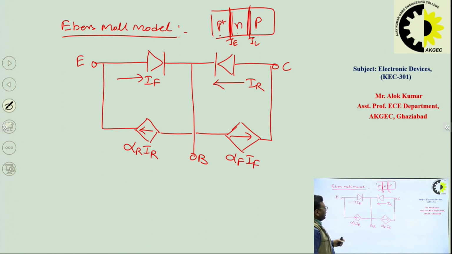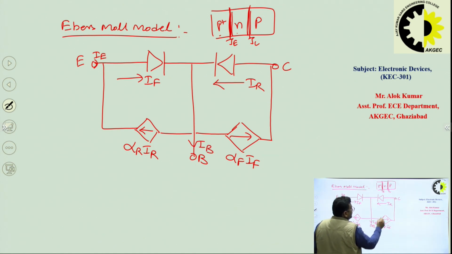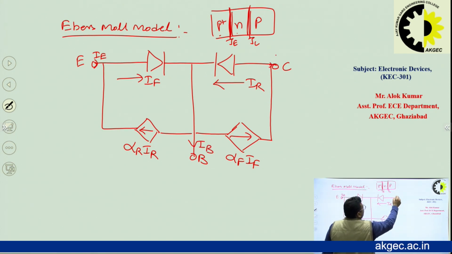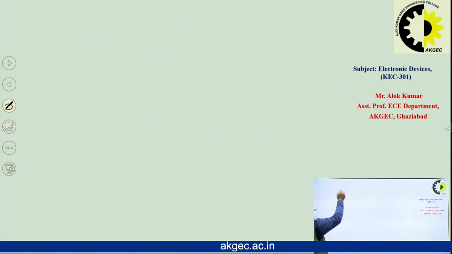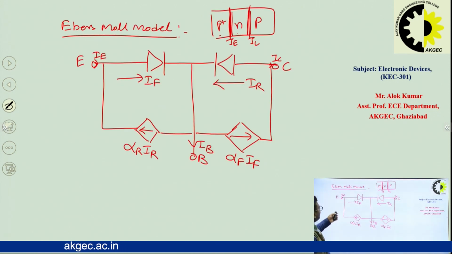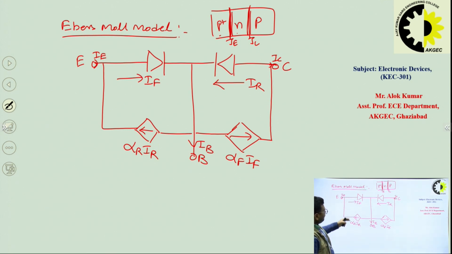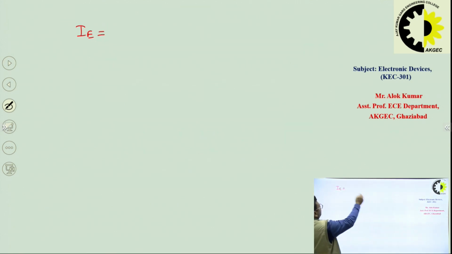Now what will be the value of the currents IE, IB and IC? So first of all, write the value of IE. From this figure we can see IE should be equal to IF minus alpha R IR.